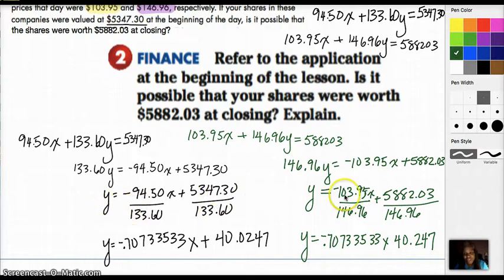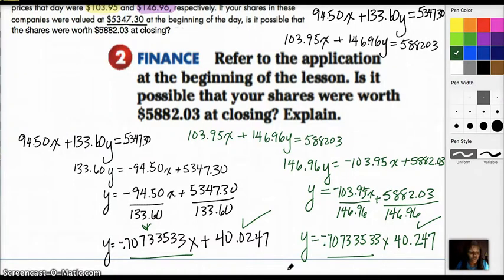So we put it in slope-intercept form, then I grabbed a calculator and figured out that my slope was negative 0.707333533, and I got the same slope here. Same slope means that they're either parallel or they're parallel and they coincide. And we know that they actually coincide because they also have the same y-intercept. So the same slope and same y-intercept means it's the same line.